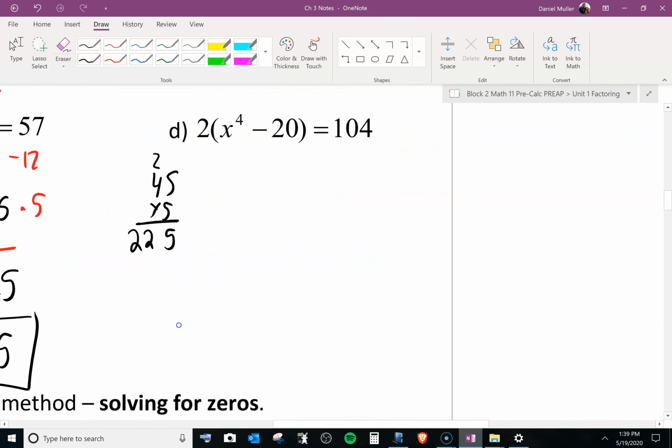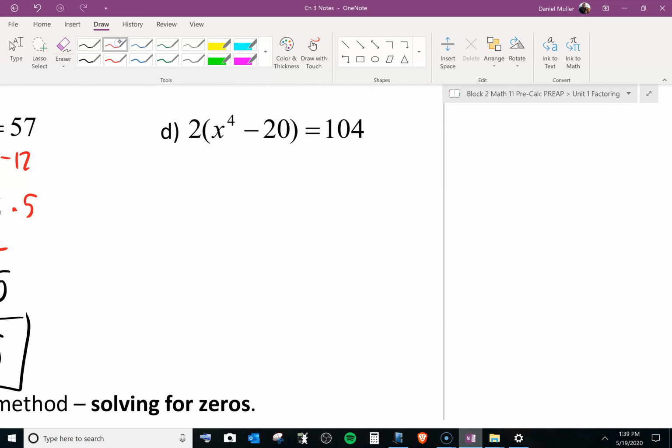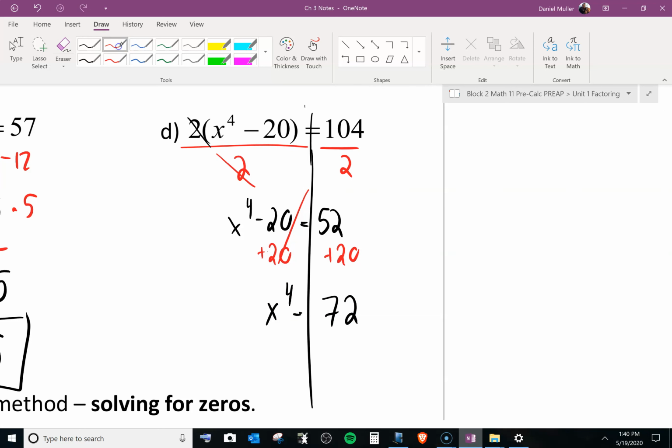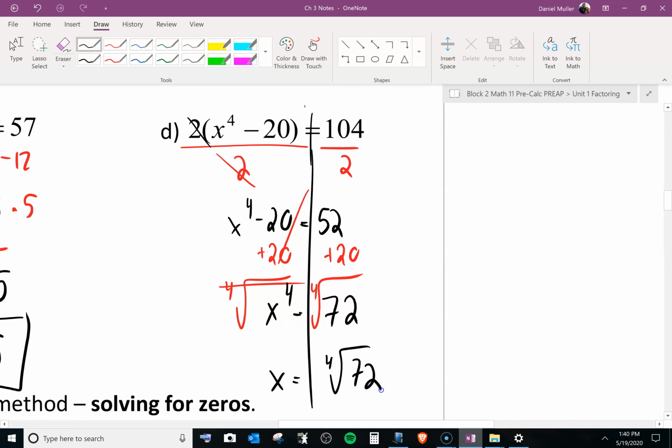And let's take a look at the last question here. So I will get rid of this multiplication first, so I'll divide. So I have x to the 4 minus 20 equals 52. And then I will add 20 and add 20. So I get x to the 4 is equal to 72. And then I need to take a fourth root.